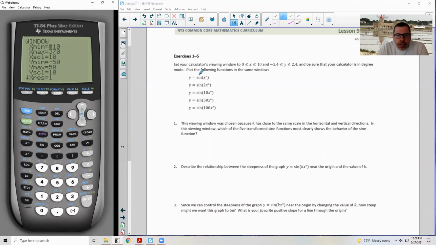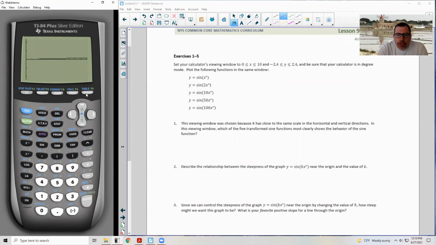All right, so now it says set your calculator's viewing window. So to do that, you press this button here, window. We want x minimum to be 0, and we want the x maximum to be 10. And of course, we want to change our scale back to 1. And for the y minimum, we want -2.4. And the maximum we want +2.4. And again, I'm going to change this scale back to 1 here. And then when I hit graph, okay, so that was just 0 to 10.